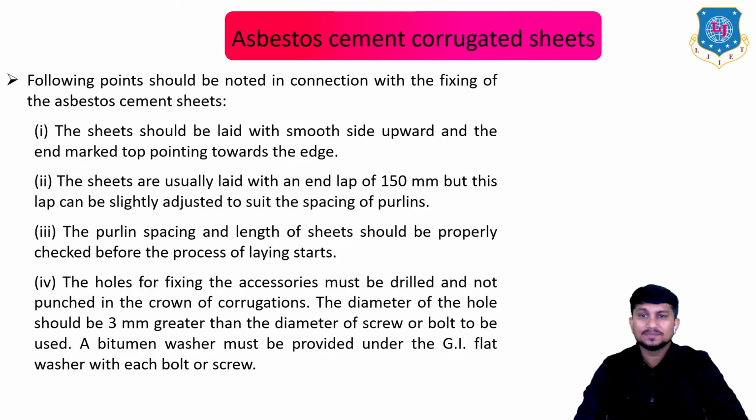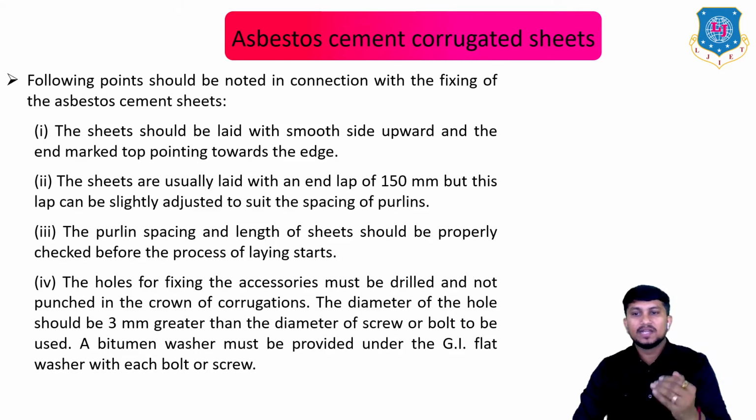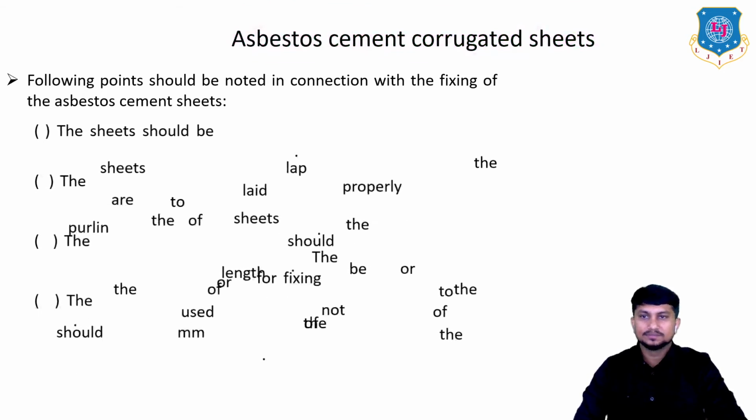Then after, the purlin spacing and length of sheet should be properly checked before the process of laying starts. The holes for fixing the accessories must be drilled and not punched in the crown of corrugations. The diameter of the hole should be 3 mm greater than the diameter of the screw or bolt to be used. A bitumen washer must be provided under the GI flat washer with each bolt or screw. So this is how you can connect these sheets.